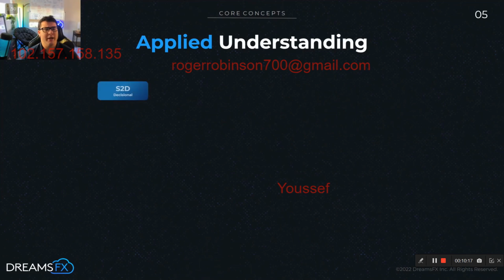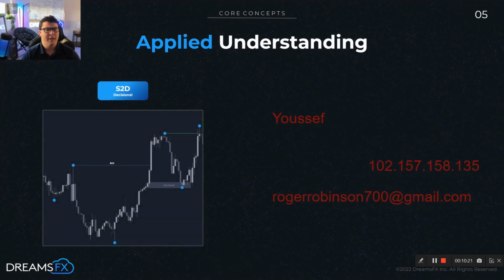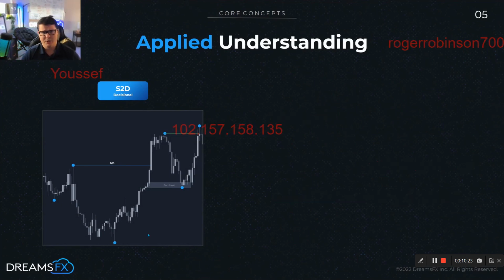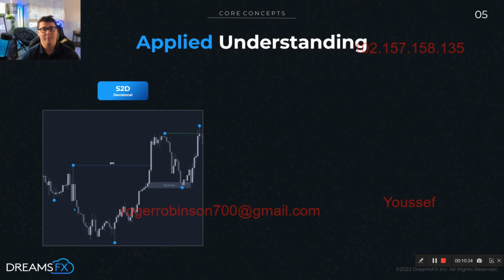Now let's get to the applied understanding of our S2D decisional. Let's see what it looks like on the charts. In this example, the first thing we always need to do is identify our structure, bearish or bullish. If we see over here, we have a lower low, a lower high, that makes a lower low all the way over here. Lower low. At this point in time, we are looking for a bearish continuation.